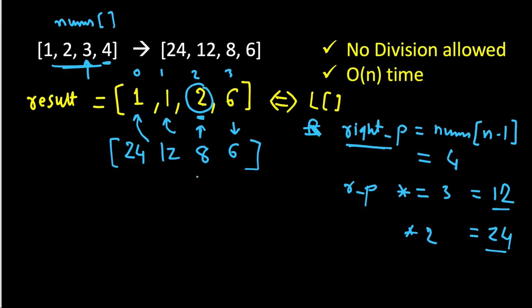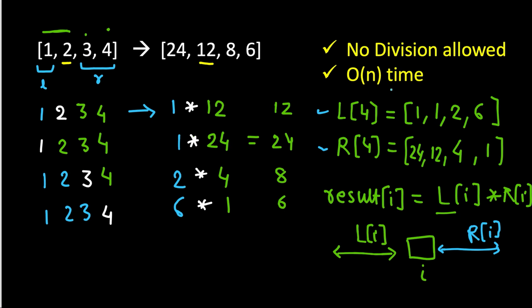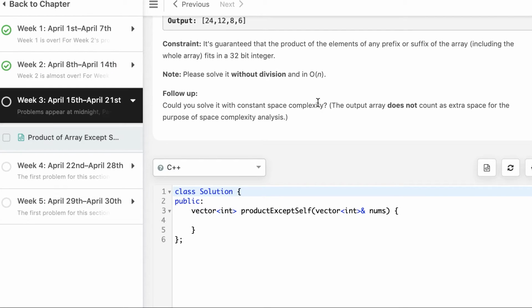So here we have not used any extra space other than the result itself. We have just kept modifying result and we are returning it, and that is allowed, and that will be order 1 space. And this one was order n space. So let's write code for this both in C++ and Java.